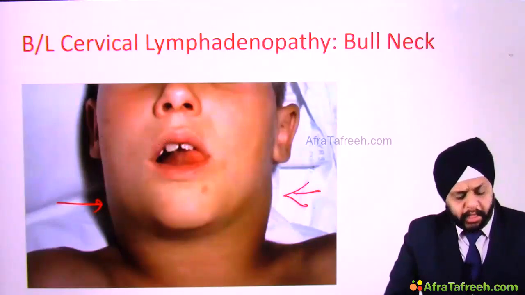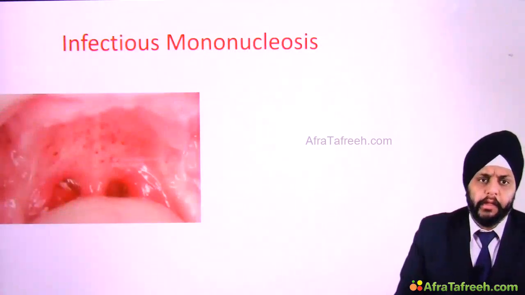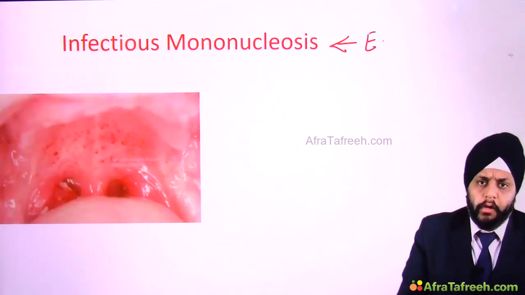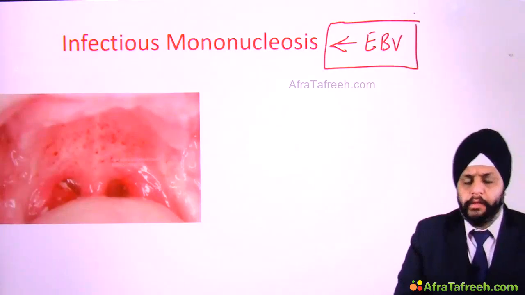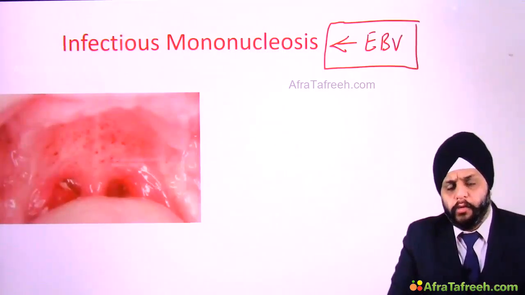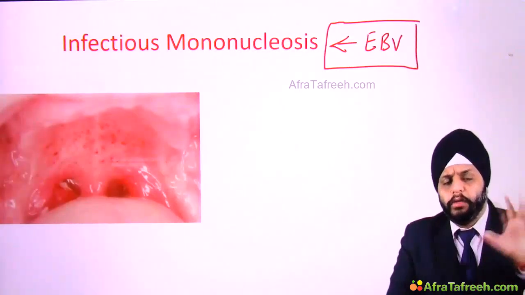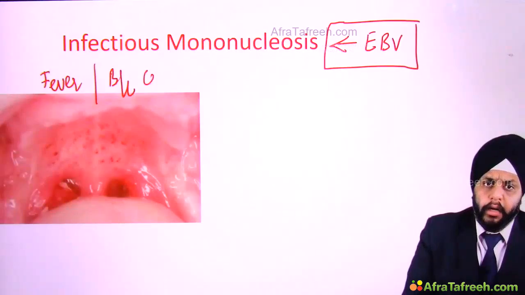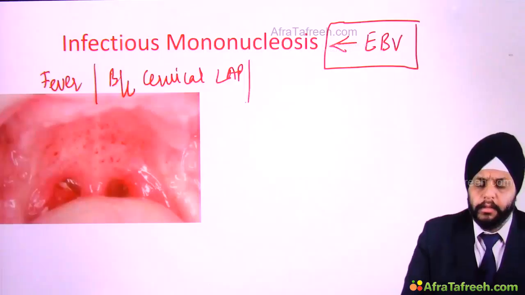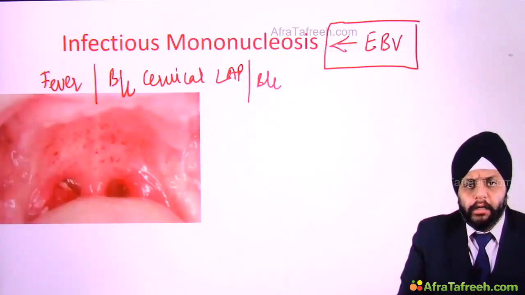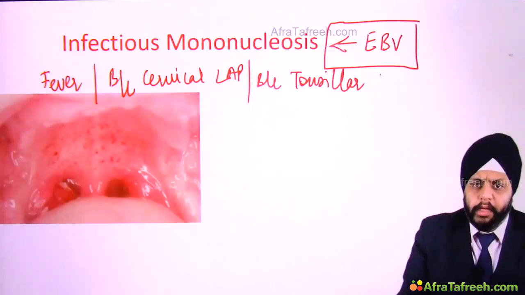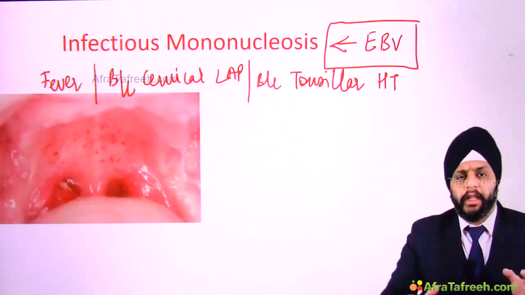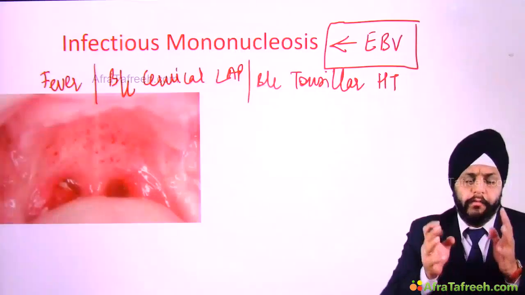Now, what can be the other differential diagnosis for membrane over the tonsils? We have infectious mononucleosis, caused by Epstein-Barr virus. Now, the presentation of infectious mononucleosis is almost similar to diphtheria. How? Patient will have fever, bilateral cervical lymphadenopathy, and bilateral tonsillar hypertrophy, and there is a membrane over the tonsils. So we have seen the similarity. How is this different?